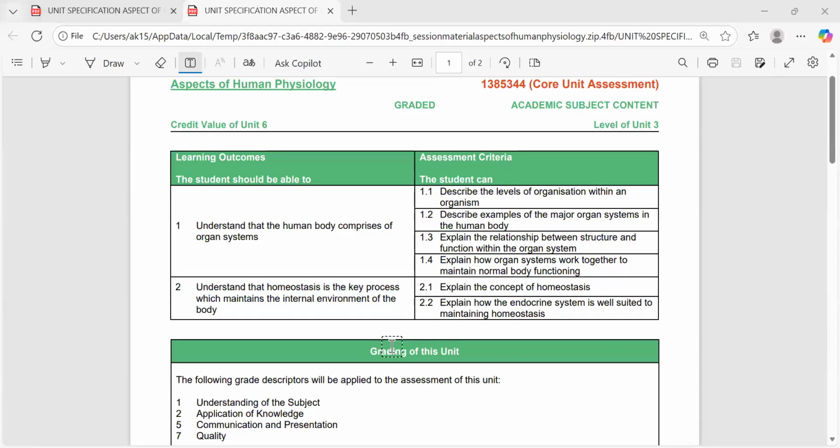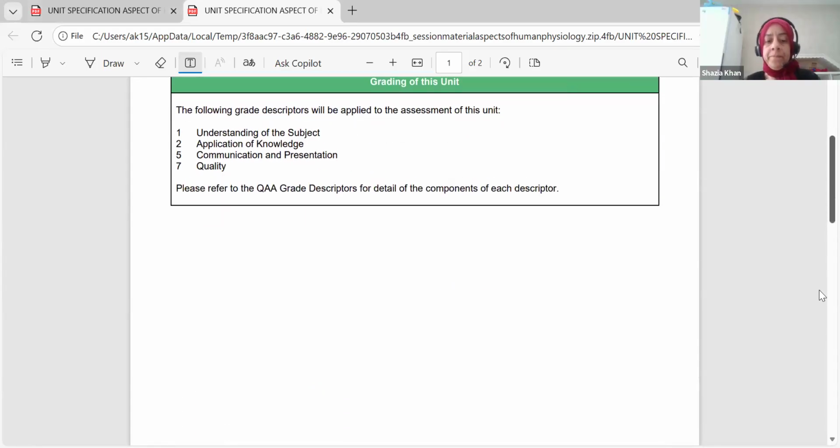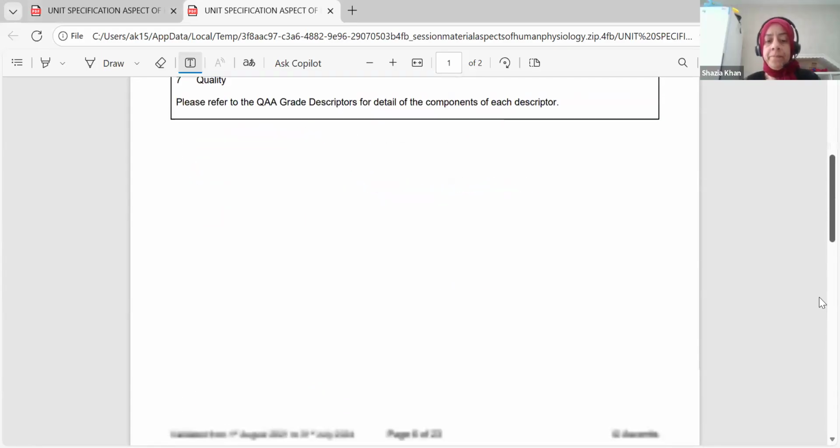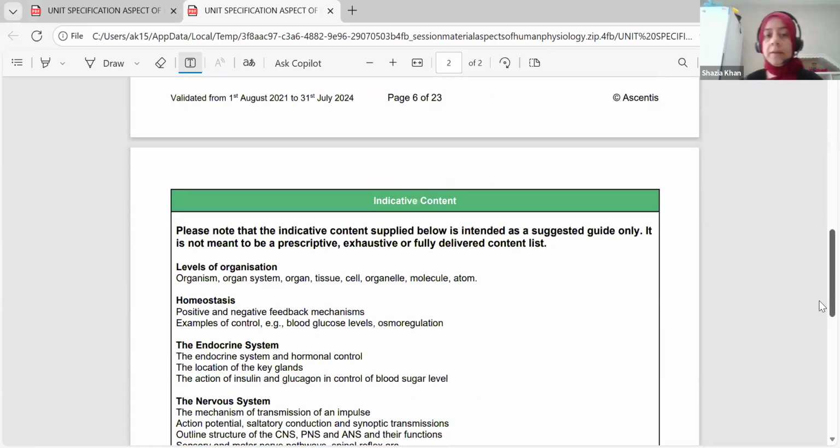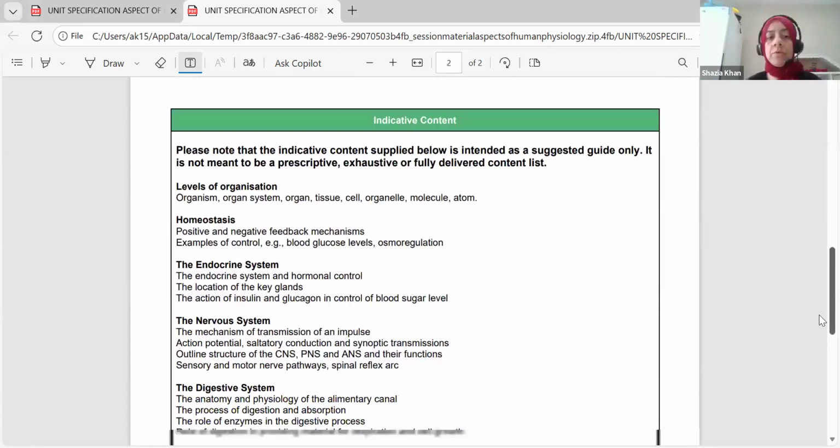We'll talk more in detail about this, and we'll talk about the grading and how the assignment will work as well. So a bit about what we will be doing in the indicative content.